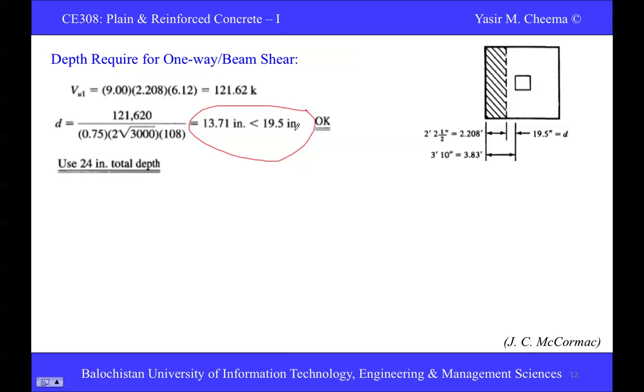So this check recommends that we use 24 inch as the total depth. Actually, this 19.5 inch was calculated based on the assumption of 24 inch total depth. So once we apply these checks, they are okay, and this recommends using 24 inch as the total depth.